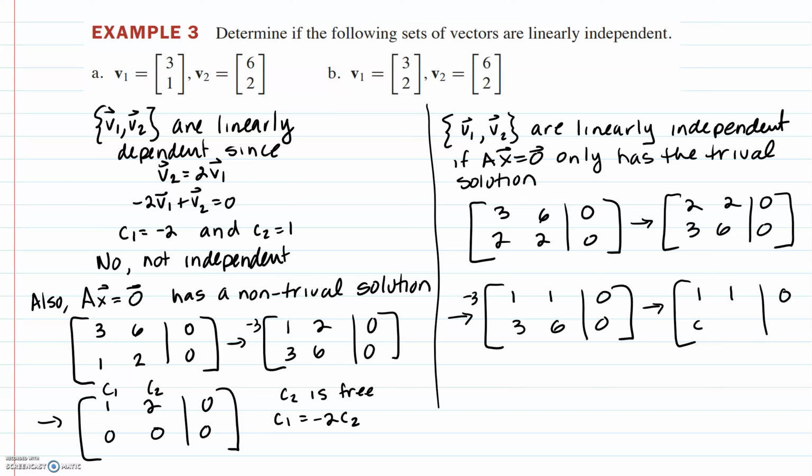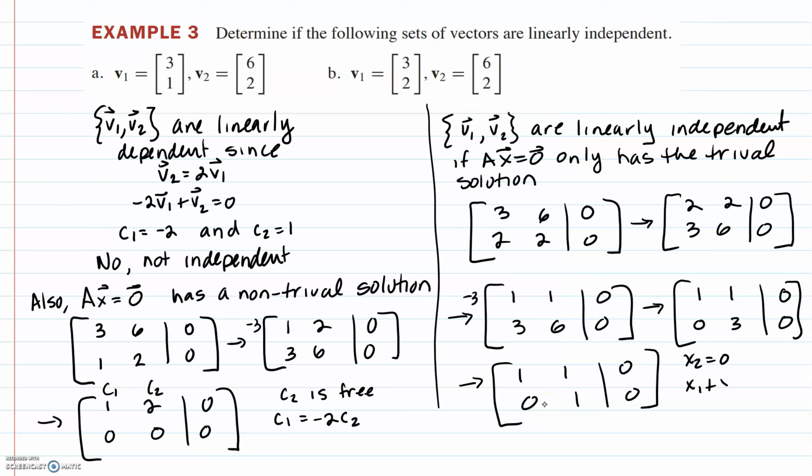But this time we get something different. We get 0, and then we get 3 there, and a 0. So that means that x2 is 0. And if you look at the first equation, x1 must be 0 as well. So Ax equals 0 only has the trivial solution. So yes, they are linearly independent.